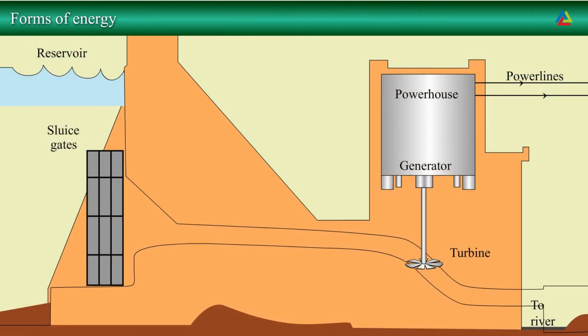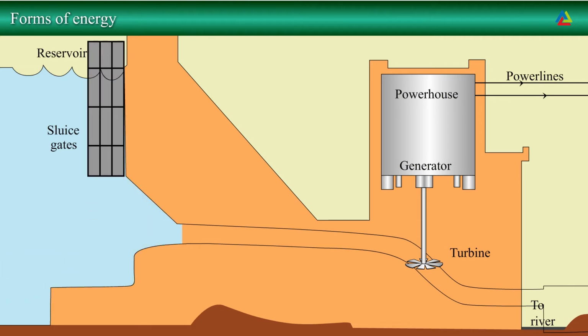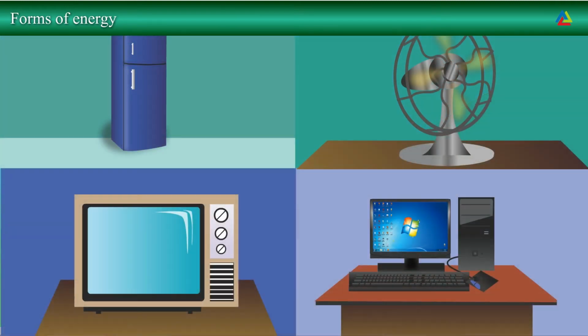This water has potential energy. This potential energy converts into kinetic energy when it is allowed to flow, which in turn rotates the turbine and generates electrical energy. Electrical energy is required to run electrical appliances like refrigerator, television, computer, and much more.